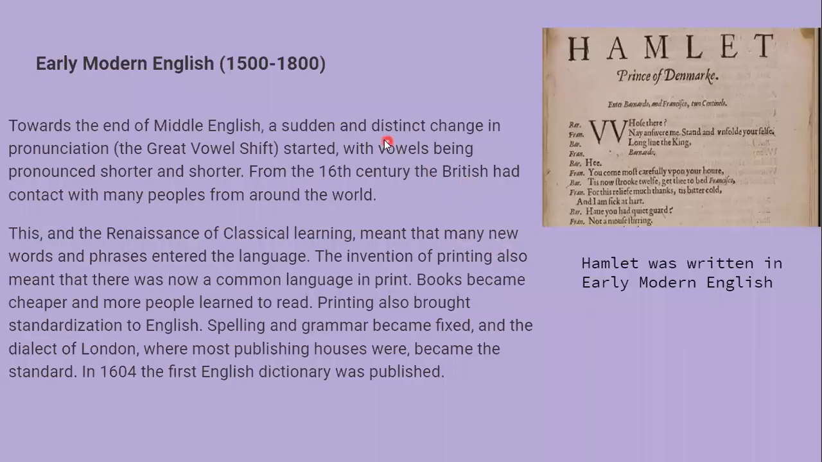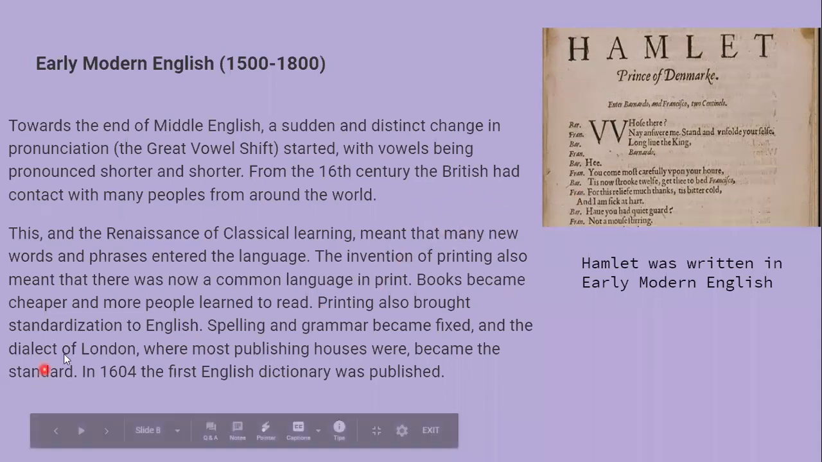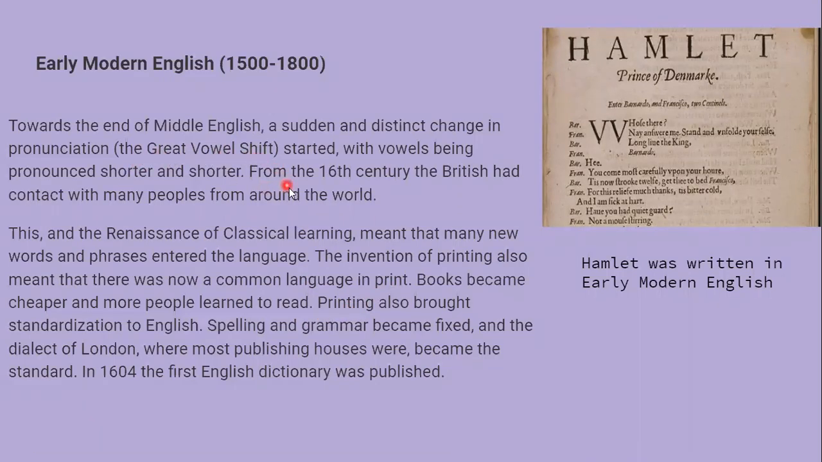So what we have now is from the 1500s to the 1800s, called the Early Modern English. And we can see that it's been influenced a lot by writers like Shakespeare. They added a lot of new words, and also inventions like the printing press, okay, and also some dictionaries started appearing, okay. Also, there is this very big event called the Great Vowel Shift, in which the pronunciation of words changed.